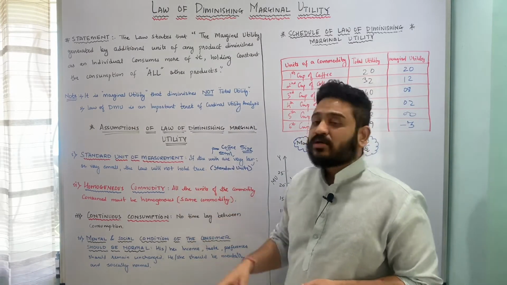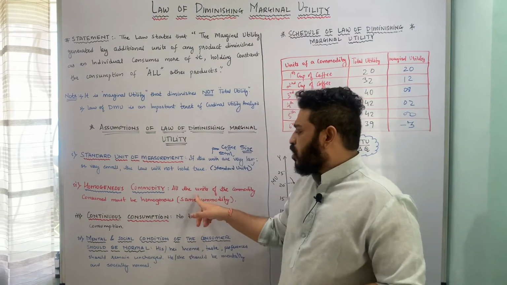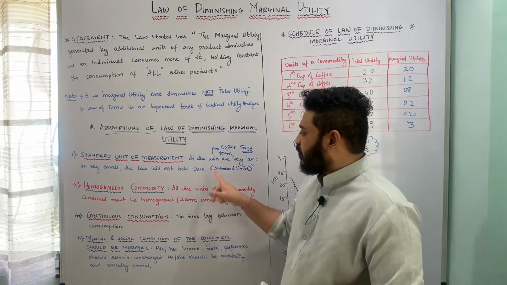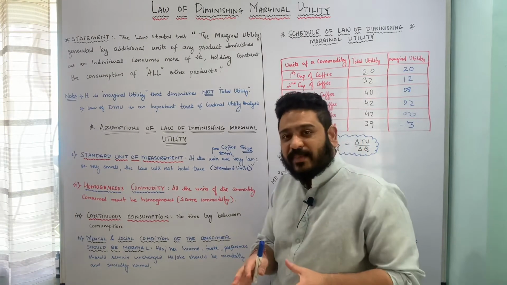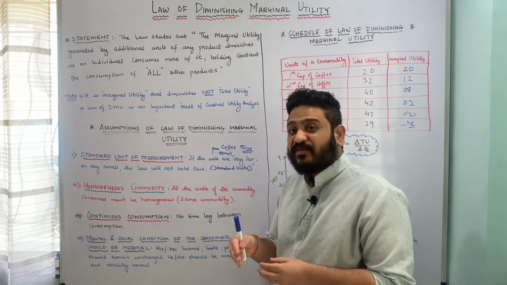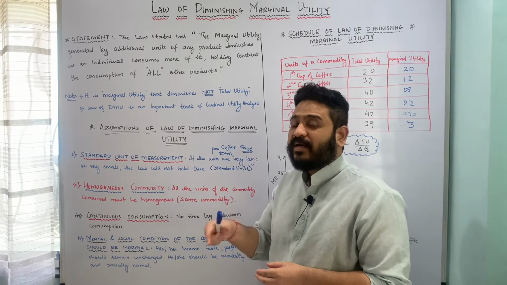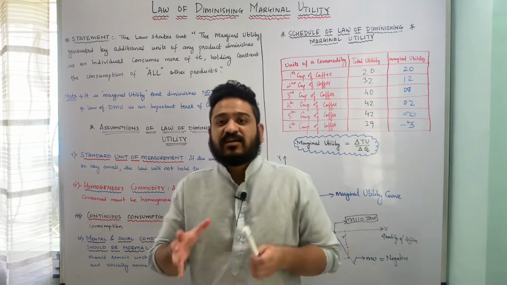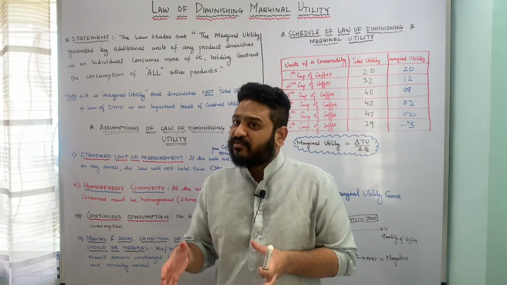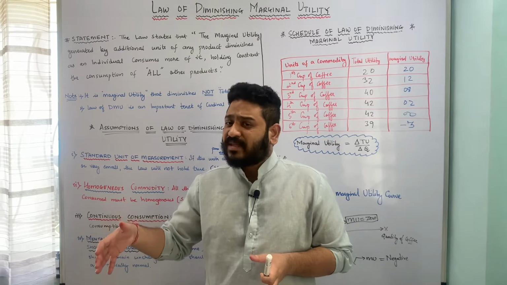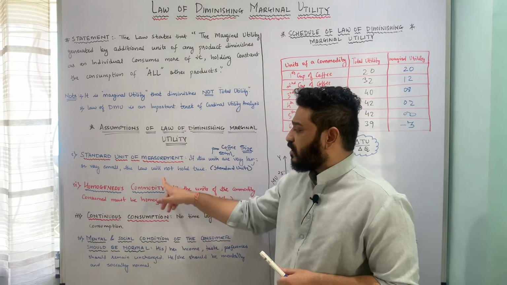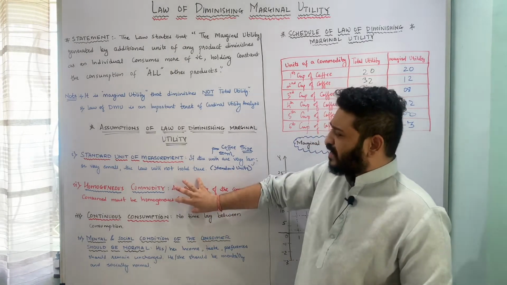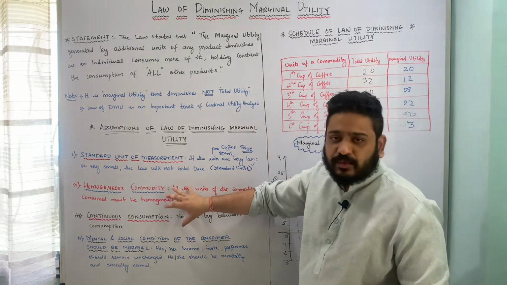The second assumption is a homogeneous commodity. That means all the units of the commodity consumed must be homogeneous, or the same. If the first cup of coffee is 50 ml, the second cup has to be 50 ml and it has to be coffee, it cannot be tea. So you have to make sure that the commodity is homogeneous. The first unit is coffee, the second unit has to be coffee, the third unit cannot be something else. That is the second assumption on which the law of diminishing marginal utility rests.